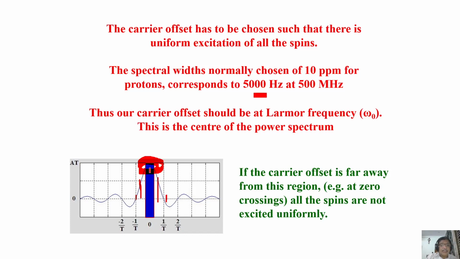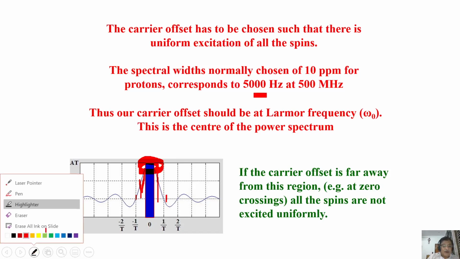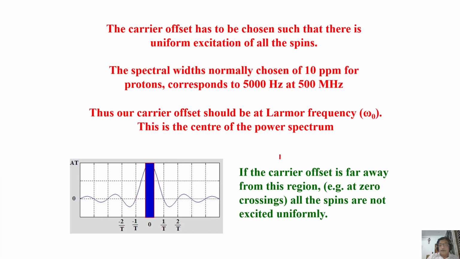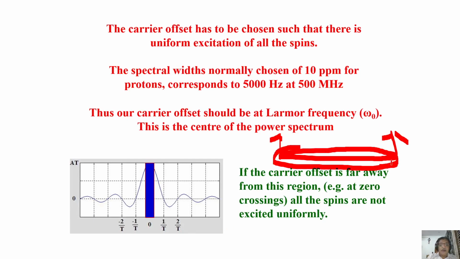And for that, I need a carrier frequency. 5000 hertz from where? I have to set a carrier offset. I can put it at one end of the spectrum, here or here, wherever I want. Let us say this is my spectral width. I can put my carrier offset here, or on one end of the spectrum, right or left. Does not matter. And then from that carrier frequency, I can cover this 5000 hertz spectral width.